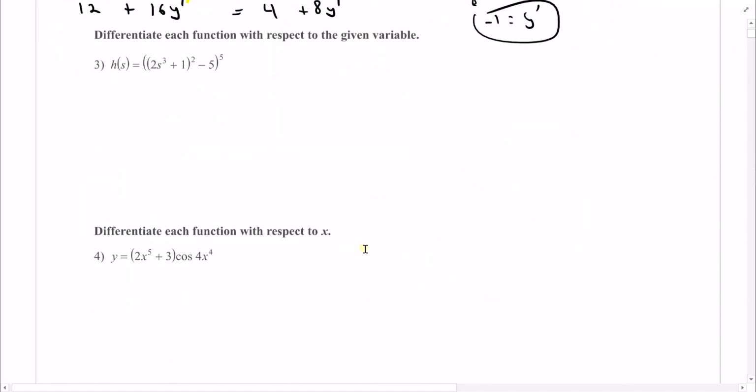All right, next piece is differentiate function with respect to given variable. We're given h of s and we're given this, so basically we're just trying to take the derivative of that. This is like a big chain rule problem. So we're going to do h prime.